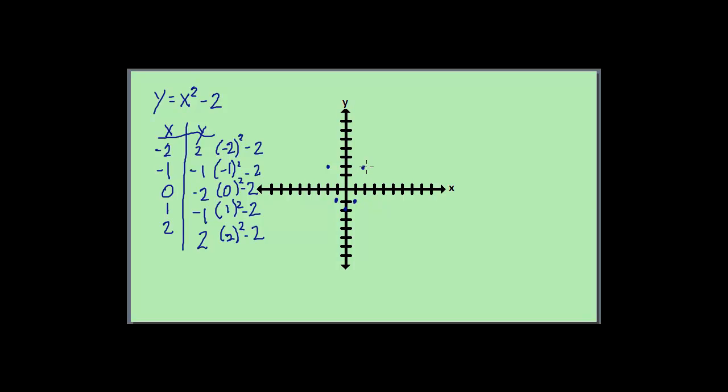Oh, I see my little parabola. So I'm going to draw my little picture. And there's my parabola. And this concludes graphing of equations.